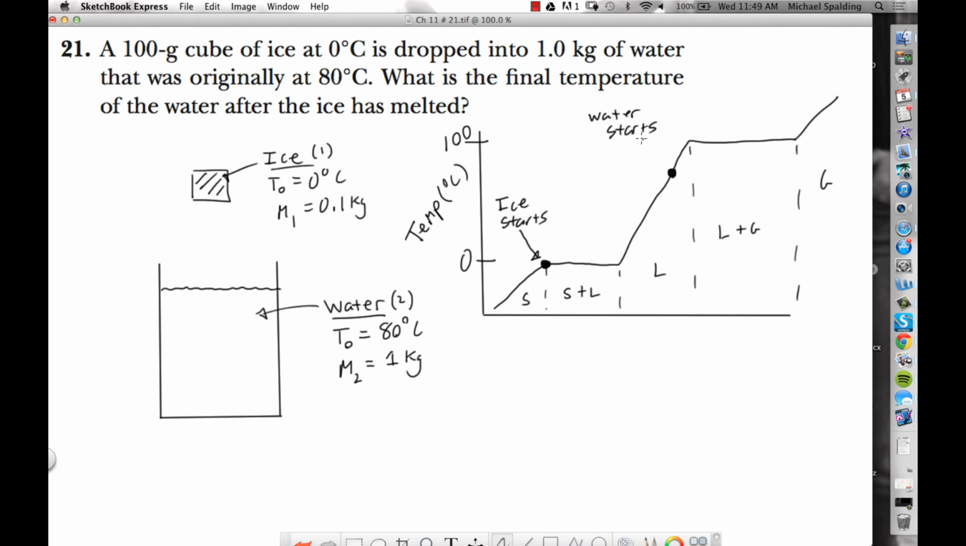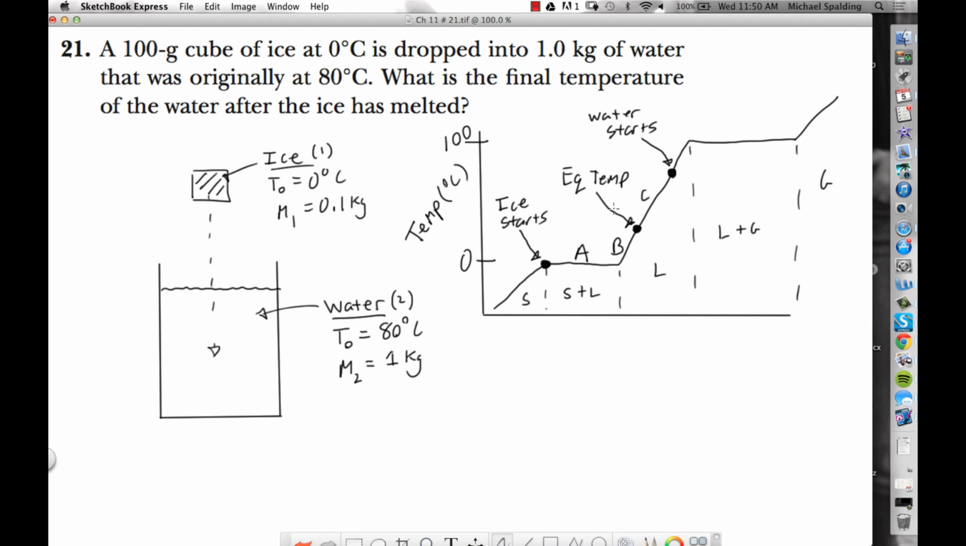Water starts there. Now, when the ice gets dropped into the water, the ice is going to melt, which is going to cause the water to cool, and they're going to meet somewhere in the middle, right? And that's called the equilibrium temperature. So the equilibrium temperature is where the ice and the water meet. Now, how many steps must the ice go through to get to that equilibrium temperature? 2. So let's label this step A and step B, okay? How many steps does the water have to go through to get to that equilibrium temperature? Just 1. Let's call that step C. So the ice is going through A and B, whereas the water is just going through step C.